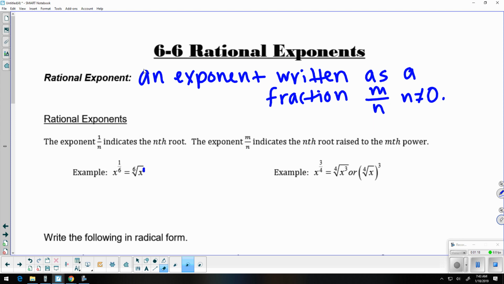And same thing vice versa, or same thing over here. It says the exponent m over n is indicating the nth root raised to the mth power. So if I have x to the 3/4 power, the 4, so the denominator, that's going to be the root. That's the index that comes out front. You're taking the 4th root of x cubed, but you could write it one of two ways. So you can have the cubed underneath the radical, or you can have it outside the radical. Either way, it's still all the same thing. It's still going to be x to the 3/4 power. Okay? So we're going to practice that.